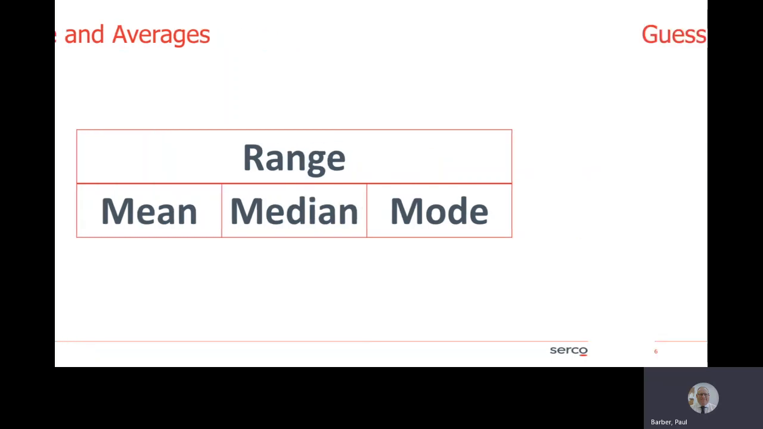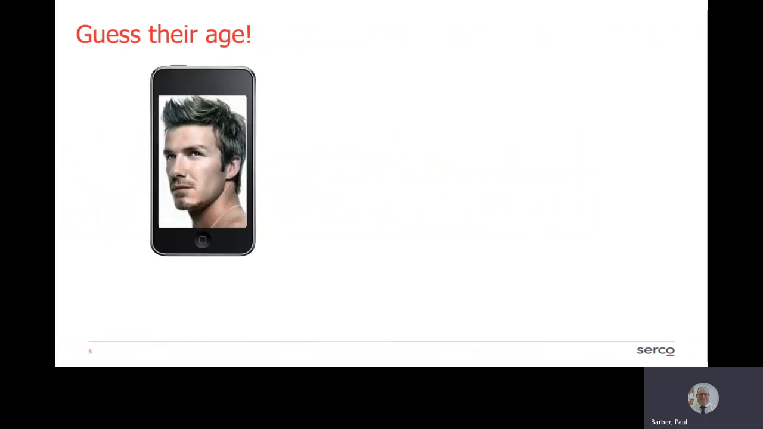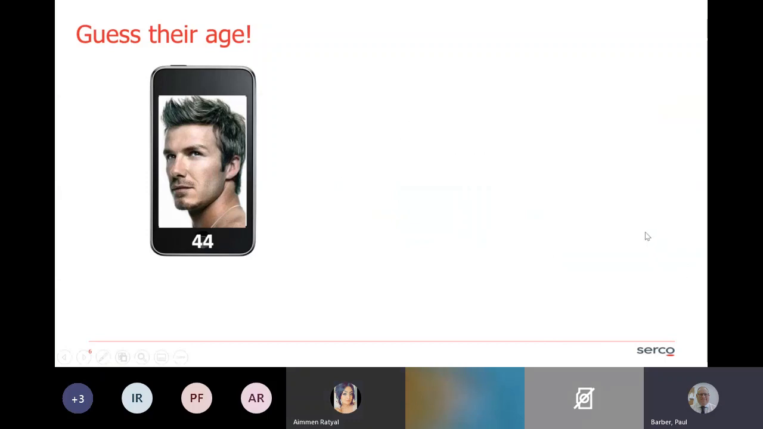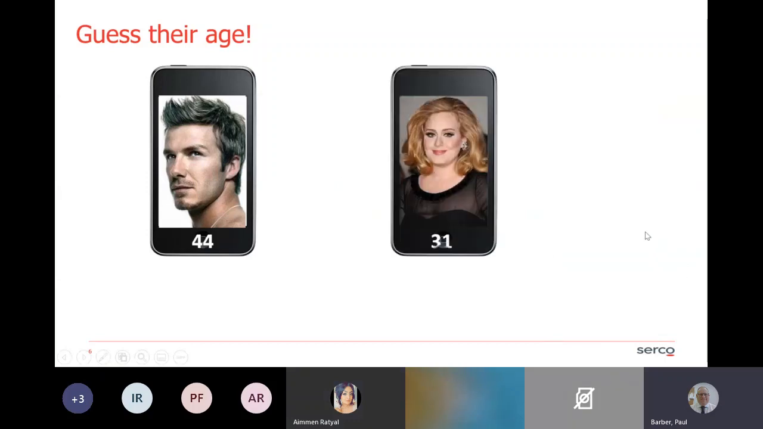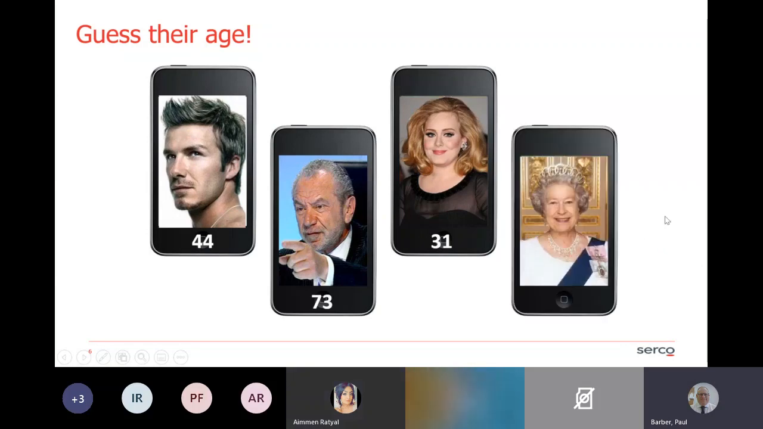To be able to work out any of these, you need some data. So I'm going to ask you to get some data. We're going to look at the age of some famous people. So first of all, we've got David Beckham, if anybody would like to guess how old he is. David Beckham is actually 44. So some good guesses there. I won't get you to guess all of them. We've got Adele, who's 31. Alan Sugar, 73. And Her Majesty the Queen is 94.